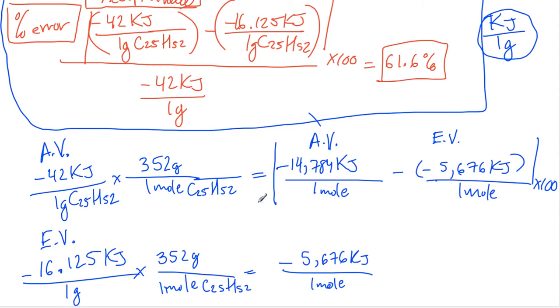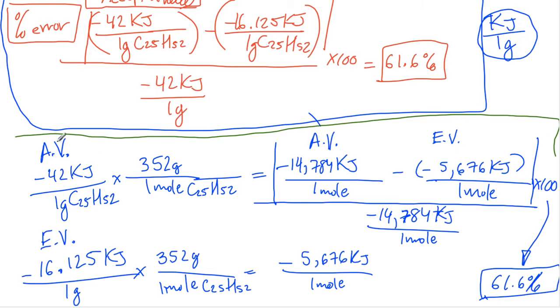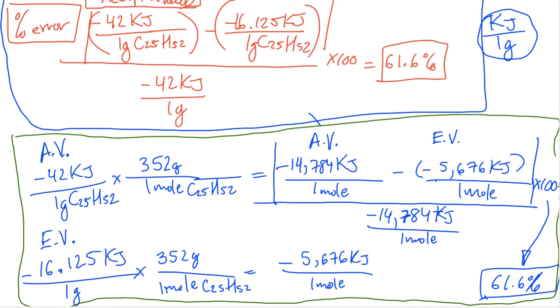Multiply this times 100. Divide this by the accepted value, which is negative 14,784 kilojoules for every 1 mole. Multiply all this times 100, and we get, you guessed it, 61.6%. So it's the same value. So this was our kilojoules per gram. Let's highlight this in green over here. This is our kilojoules per mole method, and it's proportional, so it should be the same value as when we did kilojoules per gram.